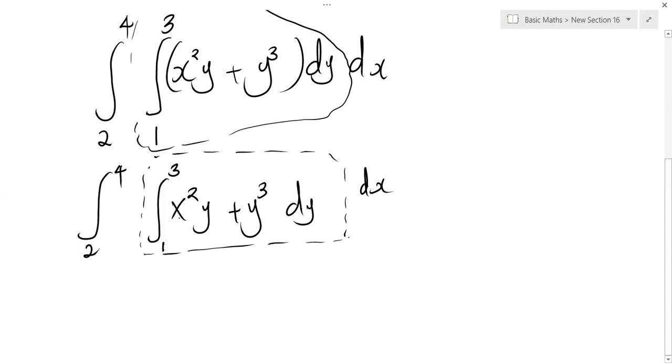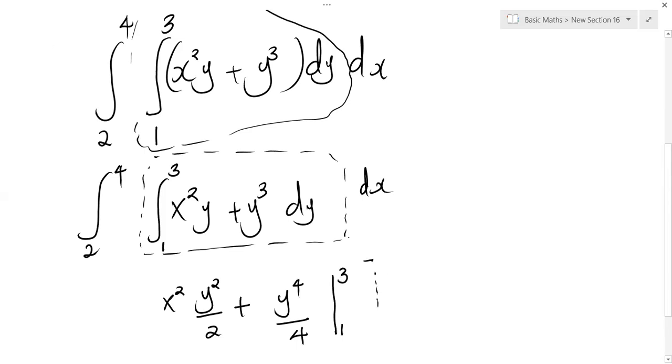x is acting as a constant. So what we'll be integrating is the y variable. So just write your x here because it's a constant. Integrating y, we get y squared over 2. Plus integrating y cubed, we get y raised to power 4 over 4. And the integral is being evaluated from 1 to 3. And then whatever answer we get there, we are going to integrate it with respect to x from 2 to 4.